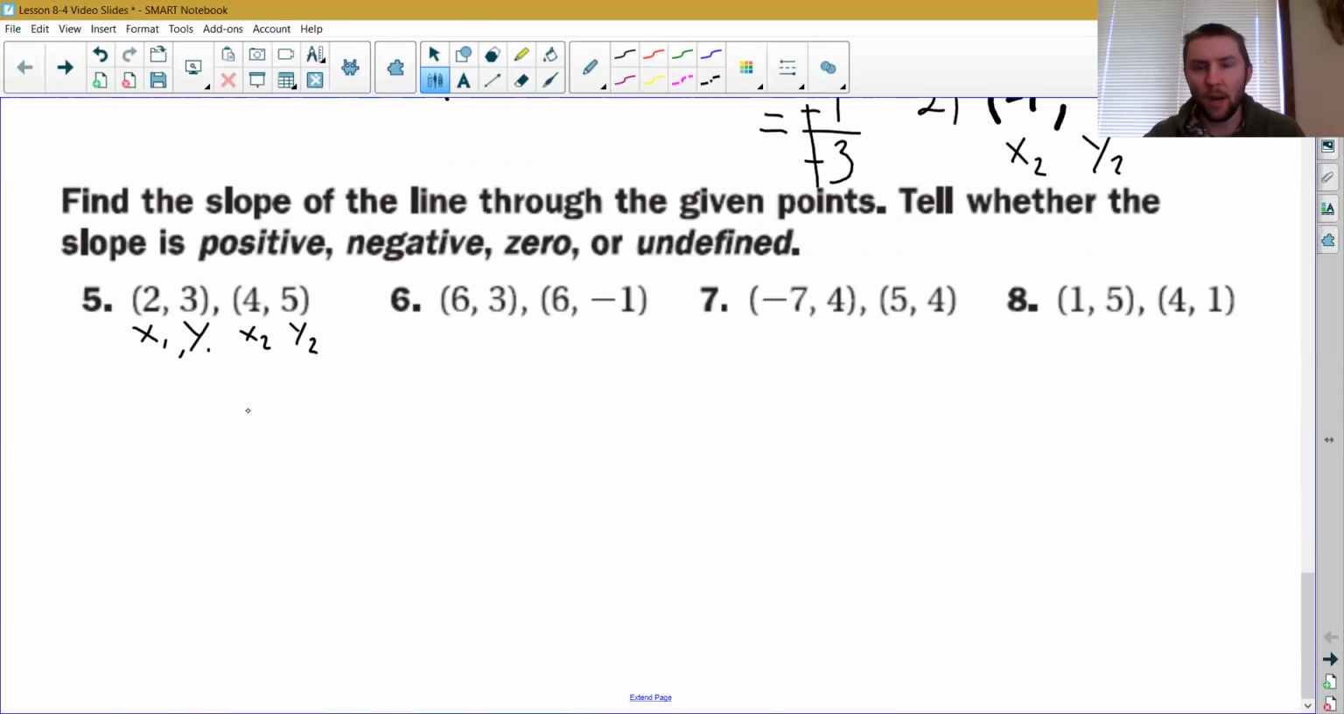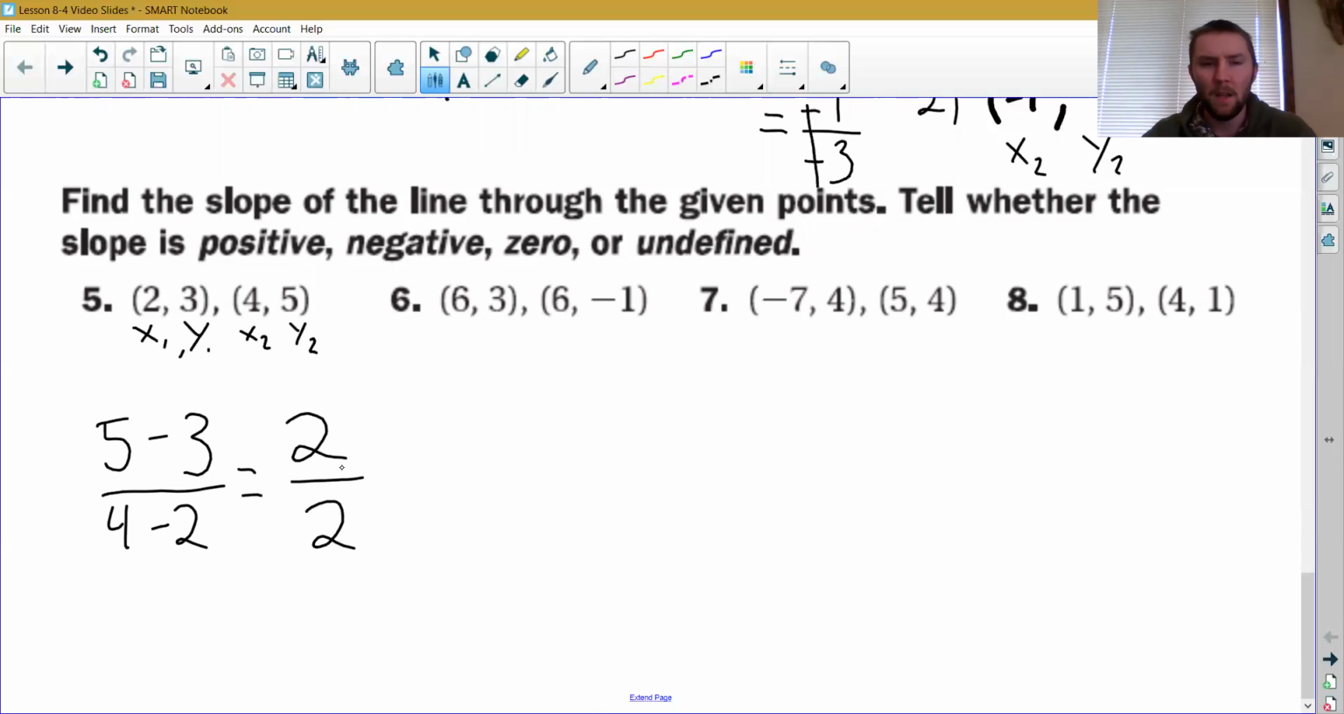So when I do my subtraction formula, I need to do, let's see, y2 minus y1 would be 5 minus 3. And then x2 minus x1 is going to be 4 minus 2. Okay, so when I do these two subtractions, my answer on the top is 2, my answer on the bottom is also 2. So now I have a slope fraction that I just need to reduce, and then we'll see maybe we can write it in a little bit simpler way.